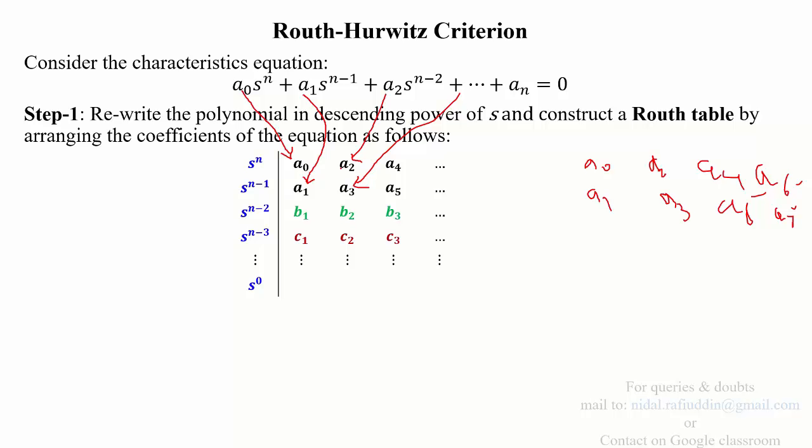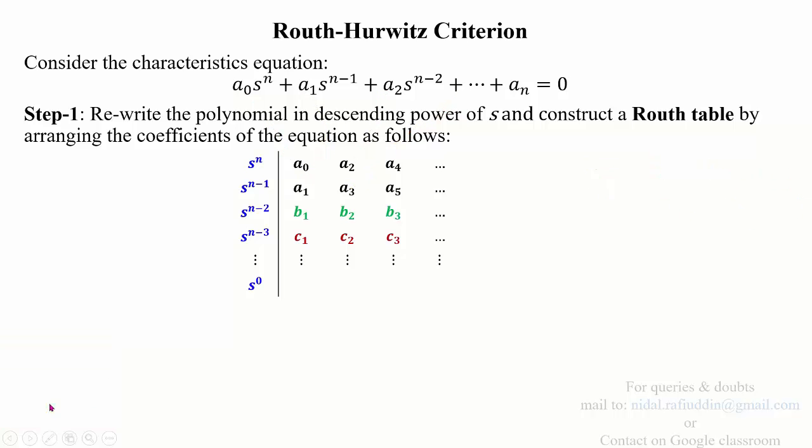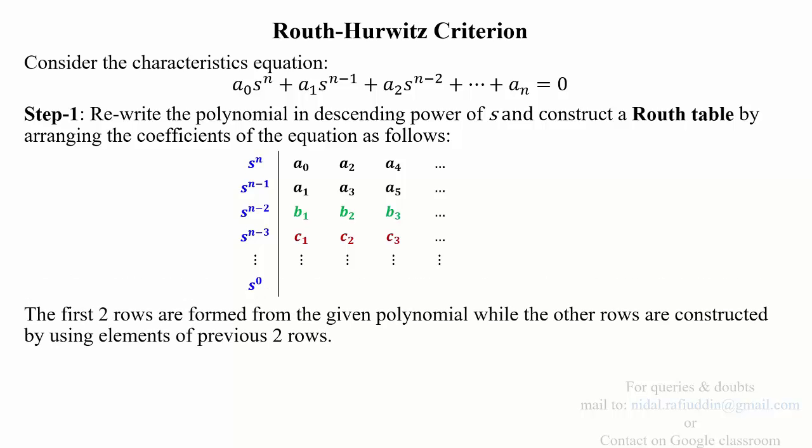And after writing the two rows, you will have to evaluate the third and fourth rows. So you will be evaluating coefficients b1, b2, b3, and c1, c2, c3. This is done by using the previous two rows. The first two rows are formed from the given polynomial, while the other rows are constructed using elements of the previous two rows, which means that the third row is constructed using the previous two rows.